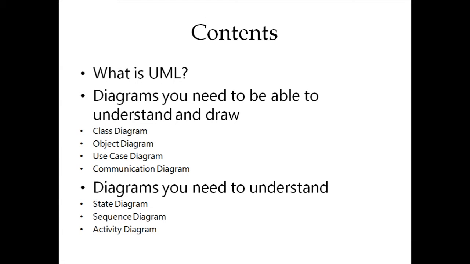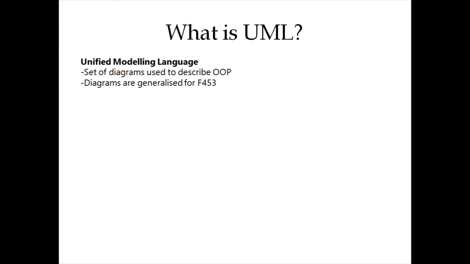What is UML? There are diagrams you need to be able to understand and draw, and diagrams you need only understand. UML is a set of diagrams used to describe object-oriented programs. Unified Modeling Language isn't really unified. There are about 13 diagrams in all, with different businesses using different symbols. In F453 there are 7 diagrams, and it has been generalized for consistency. You should get some kind of leaflet from your teacher. Looking up UML online can be confusing if it's not specific to F453.